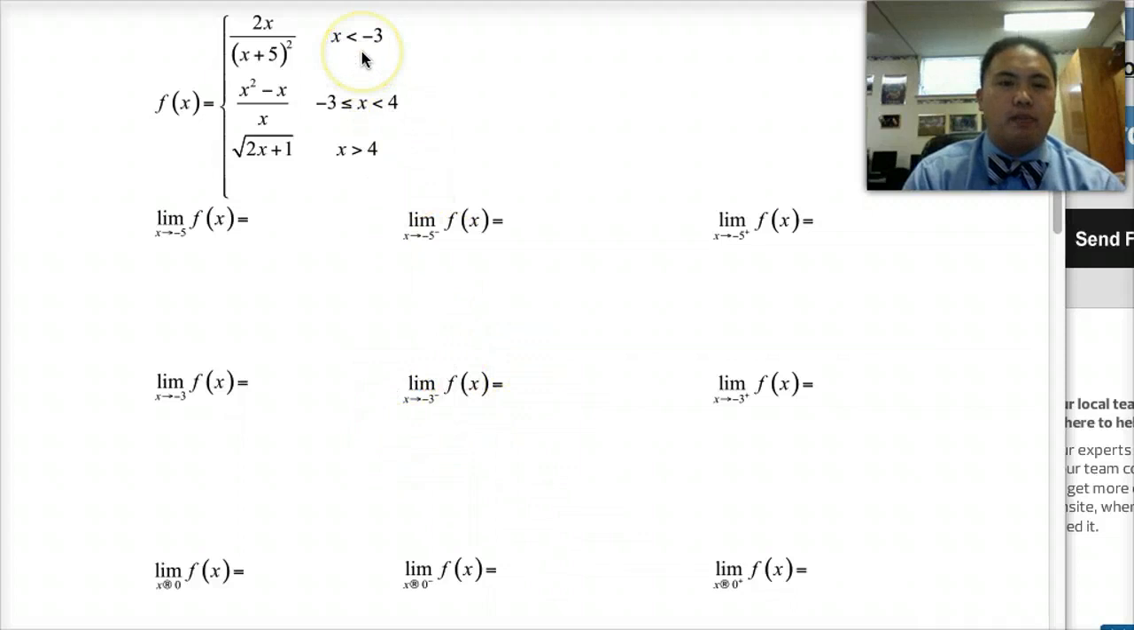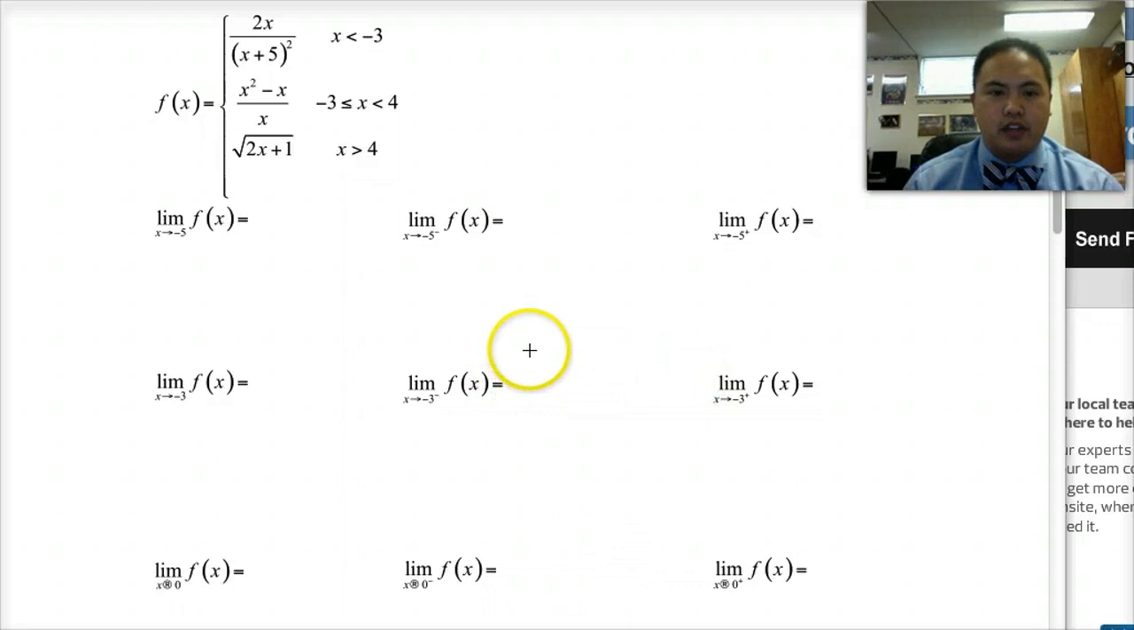Which one do you think represents -3 minus? Is it this one or this one? -3 minus, yeah, it's this one, because this one represents all numbers less than -3. So that's -3 minus. So what I'm going to do is plug -3 into that function. So I'll write it down here.